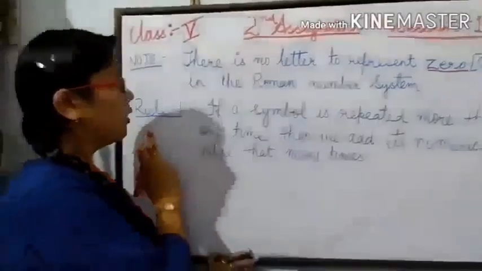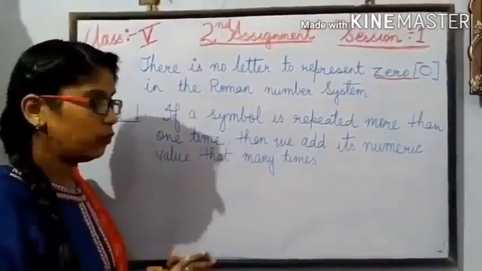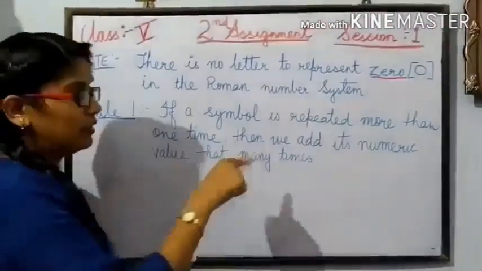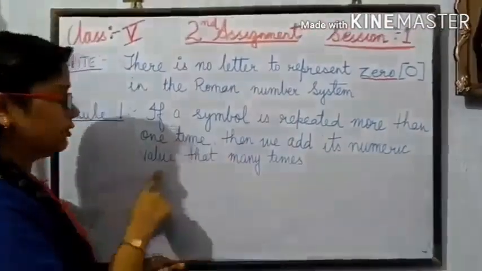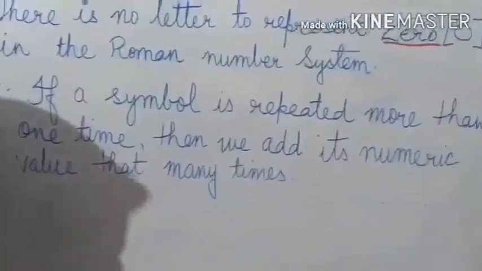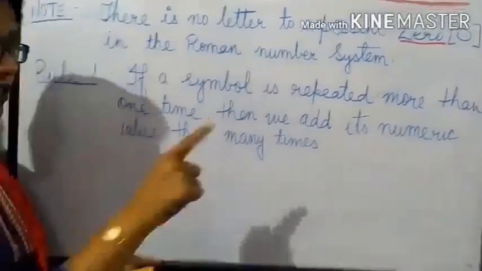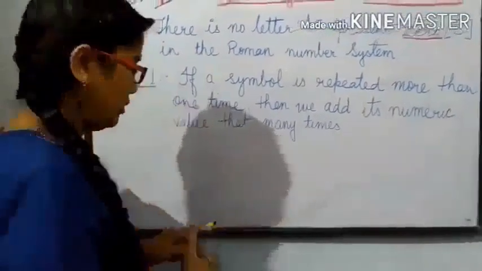Now, rule number 1. If a symbol is repeated more than one time, then we add its numeric value that many times. Understood? See example.